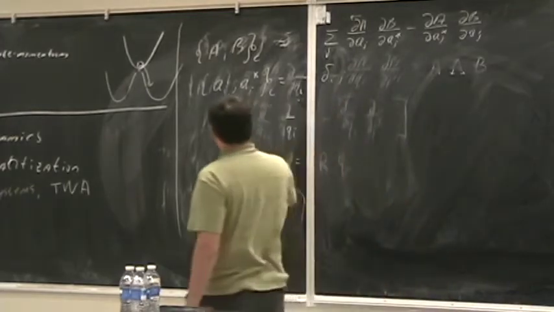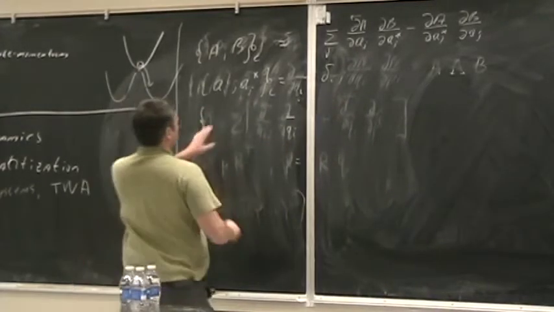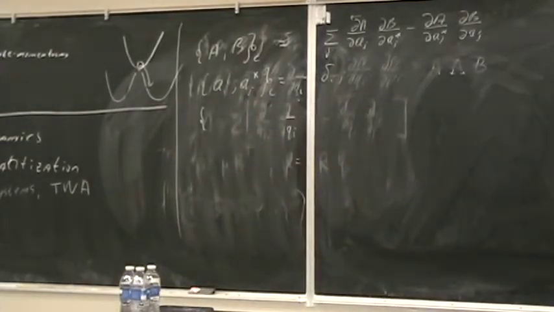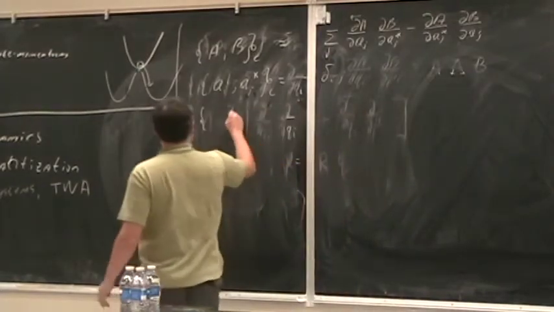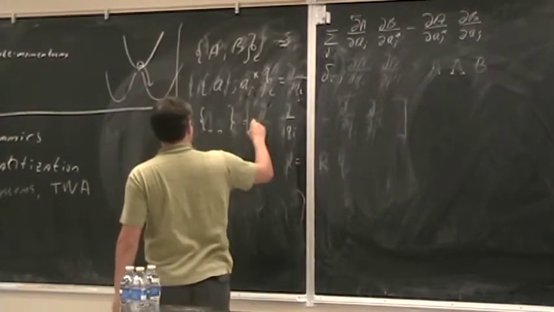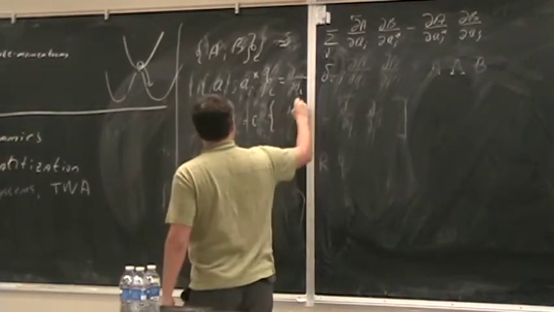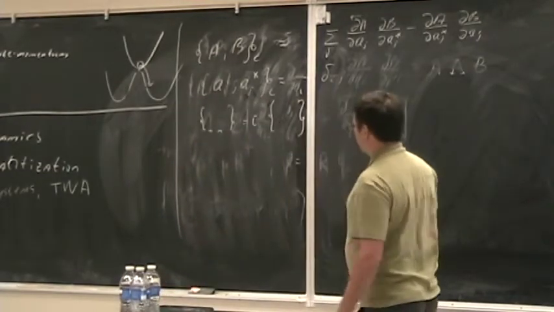We can see from here, if we compare this expression and this expression, that the coherent state Poisson bracket is equal to i times the usual Poisson bracket.